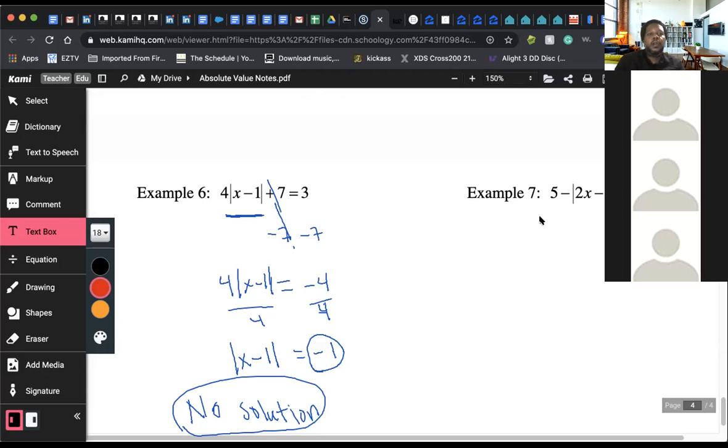Okay. All right. Who wants to try number 7? I can try number 7. Okay. 5 minus absolute value of 2x - 3 equals 7. Good.